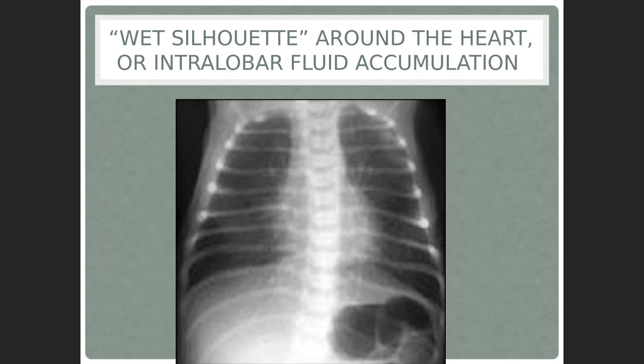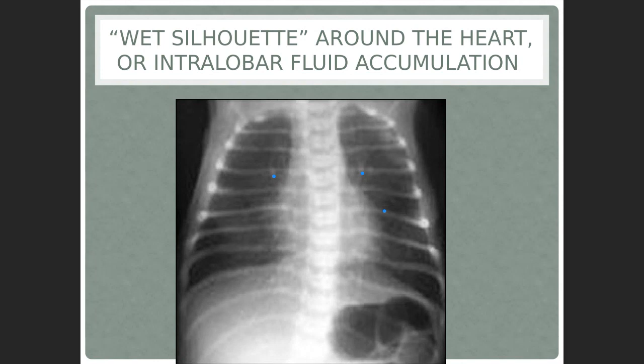They also mention this classical thing about a wet silhouette. And basically what they're talking about, which again I rarely see, is this intralobular fluid, as they call it, this wet silhouette against the heart, around the heart. If you see a little shadow around the heart, these are areas where there's something surrounding the heart, but it's not actually in the alveoli, it's in between the spaces. And they call these a wet silhouette.